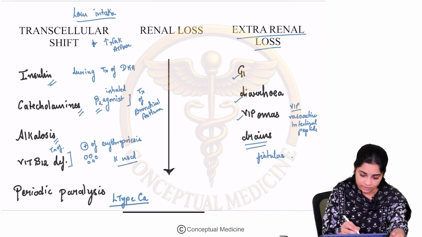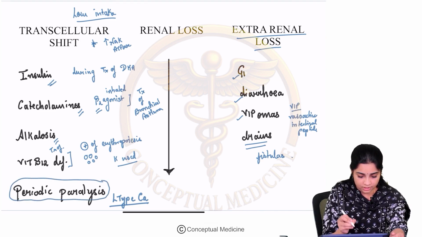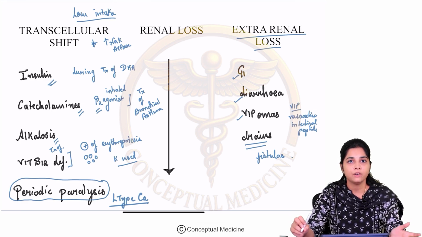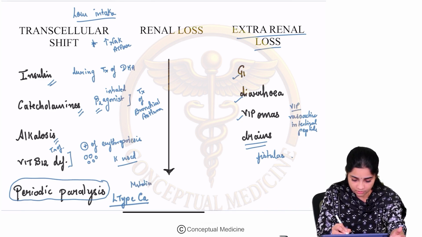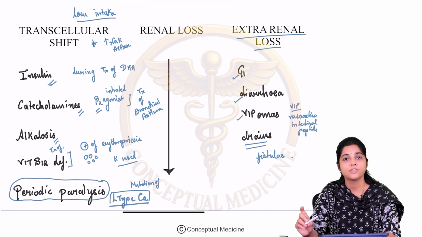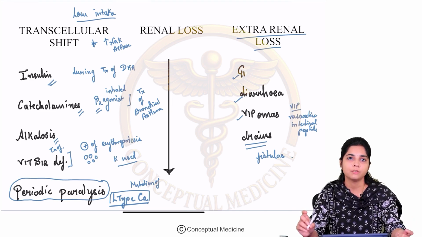Alright, then a very important, very rare condition but very important condition is your periodic paralysis syndrome. In your periodic paralysis syndrome, there is a mutation of what? There is a mutation of your L-type calcium ion channels. It's not a potassium ion channel defect. It is a calcium ion channel defect which in turn results in a genetic form of hypokalemia.